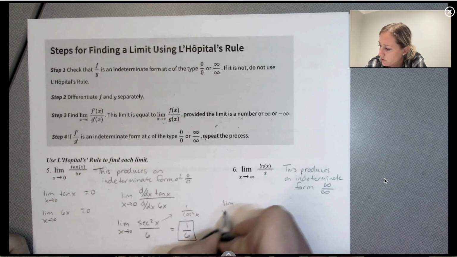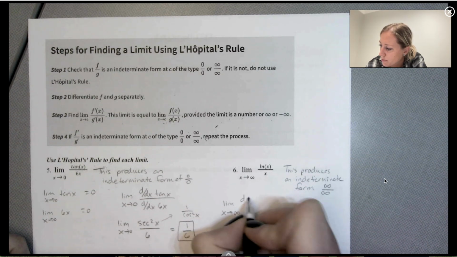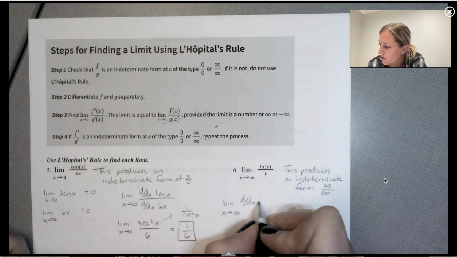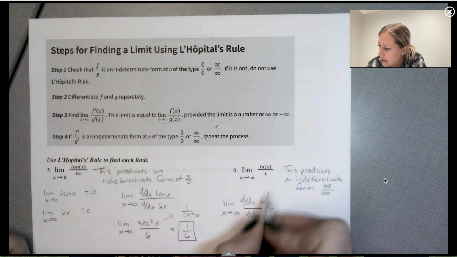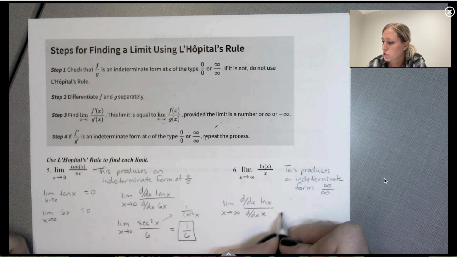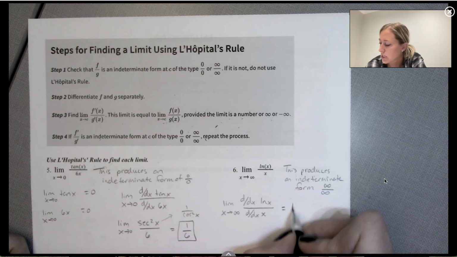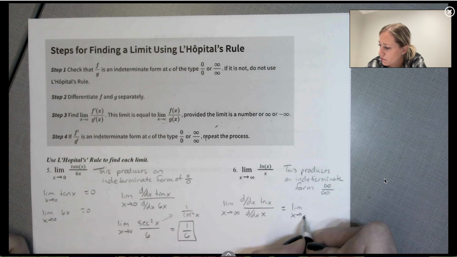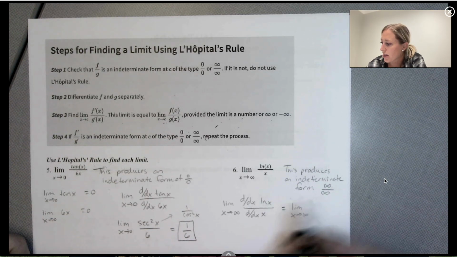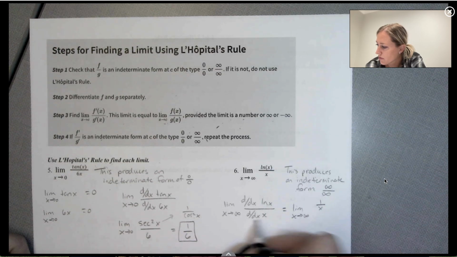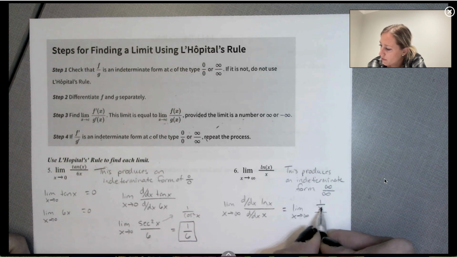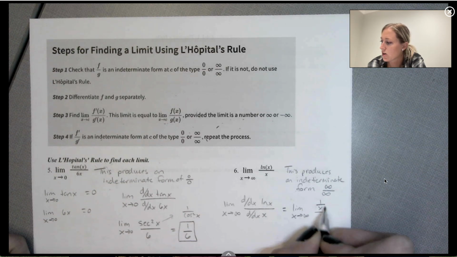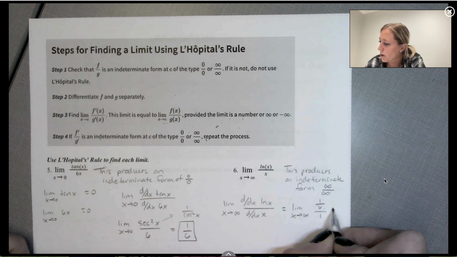So the limit as x goes to infinity, again, I'm going to write out what I'm doing. I'm taking the derivative with respect to x of the numerator, and I'm taking the derivative with respect to x of the denominator. So I'm showing what I'm doing, and then I'm going to say what that equals, keeping our limit notation, because we haven't substituted anything yet. Derivative of natural log of x is 1 over x. Derivative of x is 1. So we get this equals 1 over x. If I were to plug in very large numbers here, 1 divided by something very, very big goes to 0.